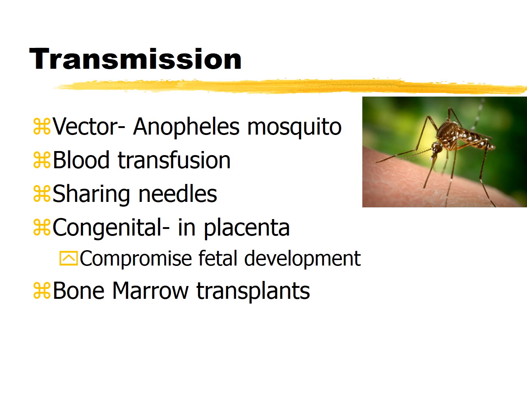So how is malaria transmitted? The vector is the Anopheles mosquito, typically the female. We've seen it occur in blood transfusions, sharing of needles, bone marrow transplants. There's also a congenital component because it's been found in the placenta, and this can compromise fetal development.